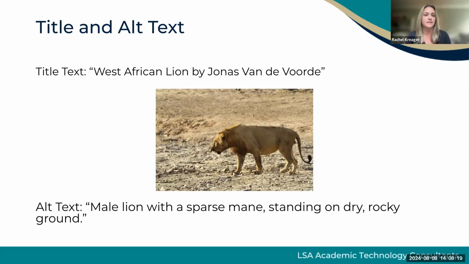Alt text is different from titling. So this is the alternative text, and it's intended to serve as an alternative to visual perception and actually describe the image itself. A graph, for example, might be titled Figure 2.2, but the alternative text, the alt text, would need to actually say what the graphic is showing.